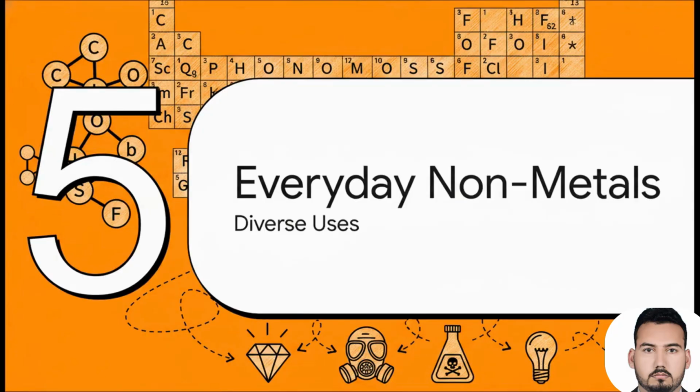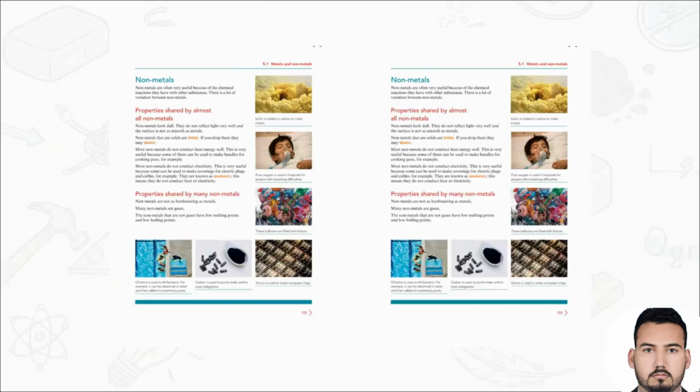Part 5. Everyday nonmetals. Because of their extremely diverse chemical reactions, nonmetals pop up in ways you might totally not expect. Take sulfur, for instance. It's a yellow, nonmetal solid that is actually added to rubber to make it hard and durable. And then you have helium. It's a nonmetal gas that's literally lighter than air, which is exactly the property we exploit to make balloons float.